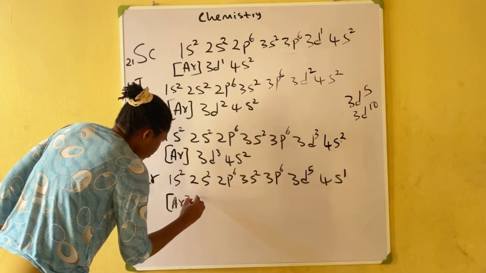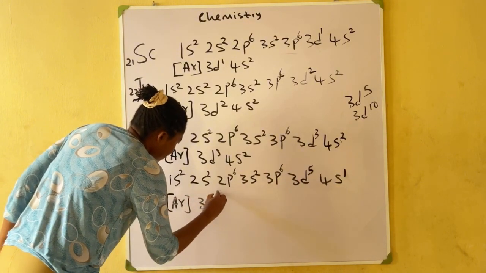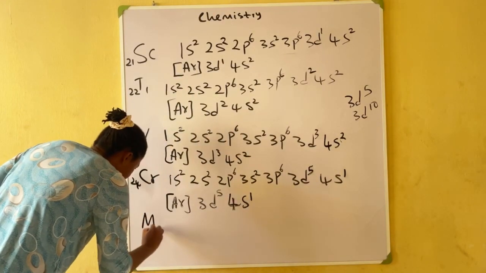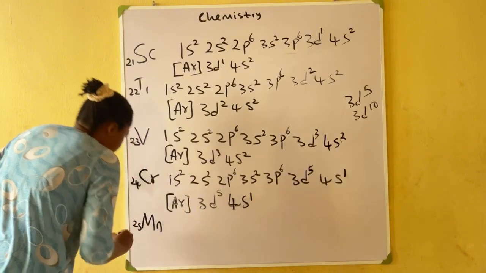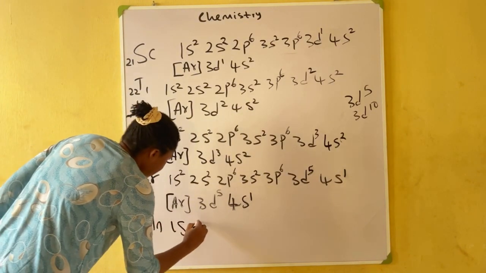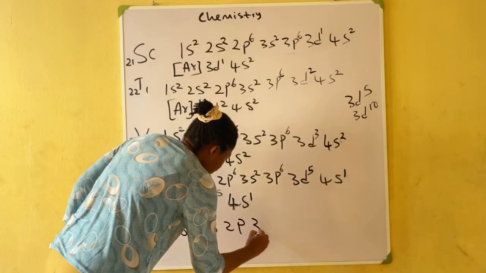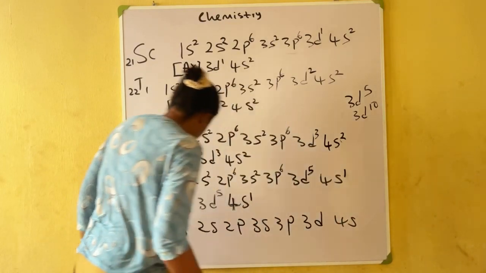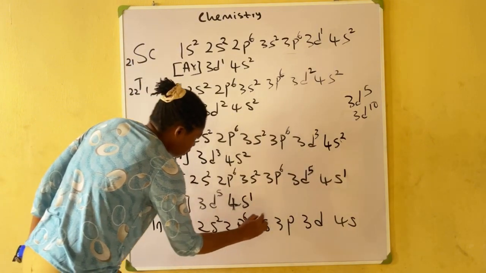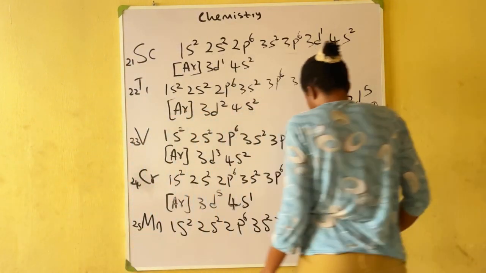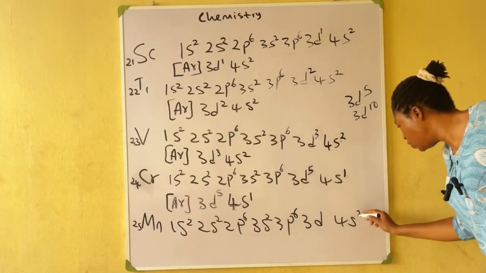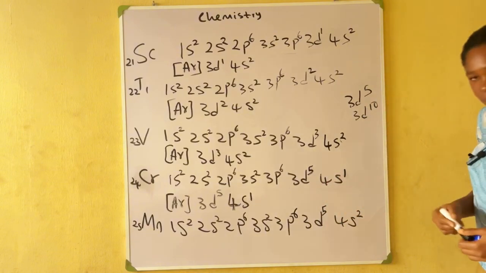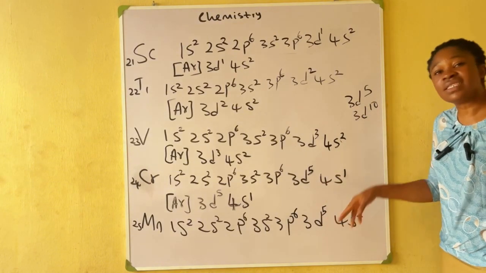A typical configuration, 3d5 4s1, is 25. So we do the same: 1s, 2s, 2p, 3s, 3p, 3d, 4s. Assign 2, 2, 6, 2, 6. If I put 2 here, that's 20, plus 5 here, 25. So you cannot shorten 1 here and put 3d6.